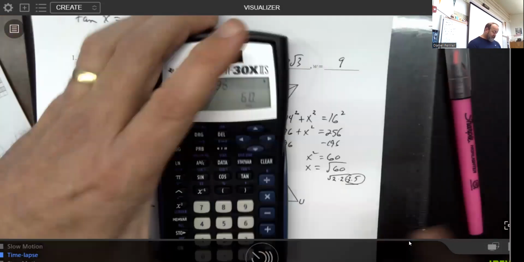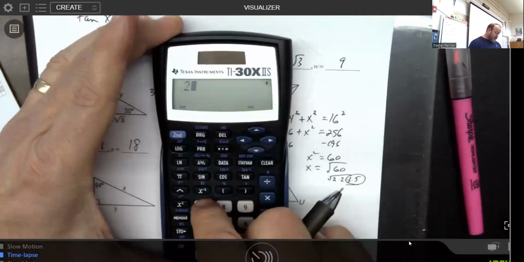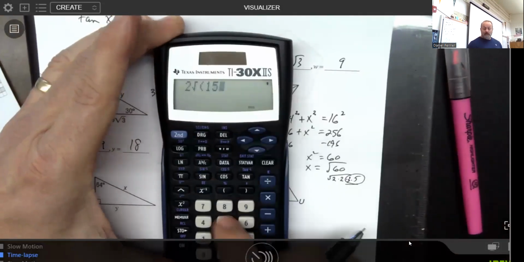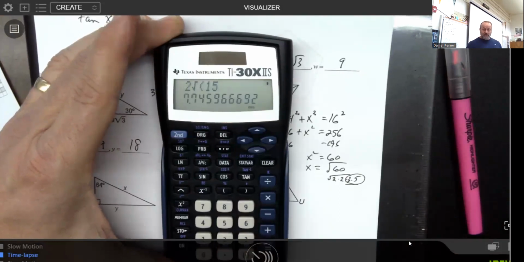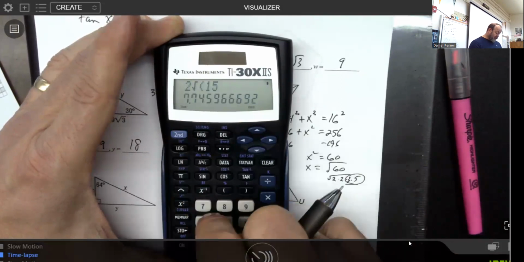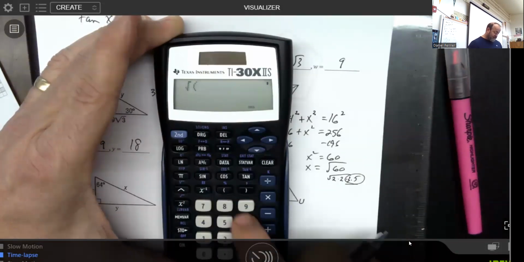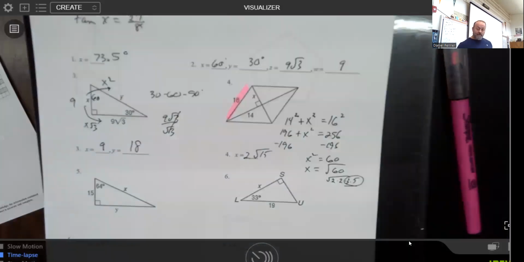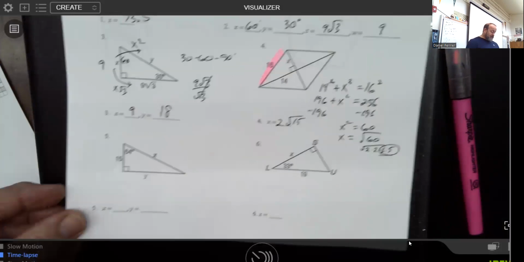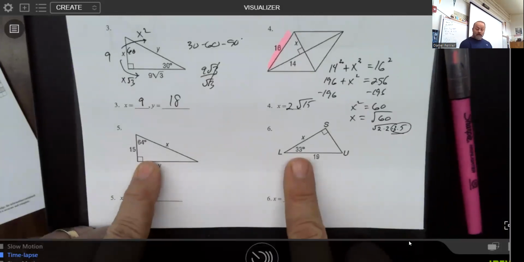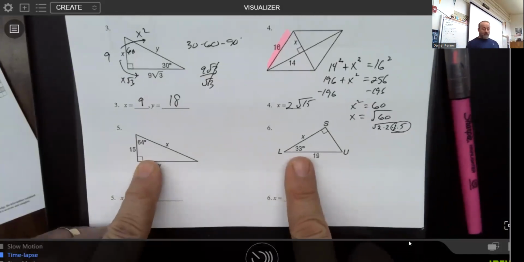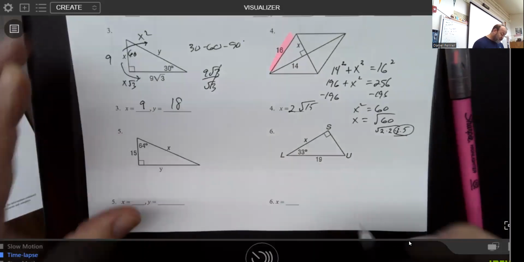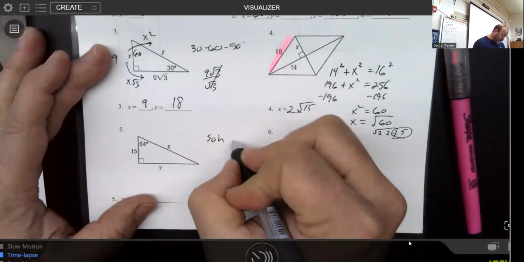Now, again, for the test, I would really, really encourage you to take 2 square roots of 15 and see what that is. That gave me the decimal 7.74. And then try the square root of 60 and see if it also gives me 7.74. And it did. So I know that my simplification was correct. Now, these last two clearly are also not special right triangles either, because they're not 30-60-90s or 45-45-90s. So we're going to use regular old-fashioned trigonometry.